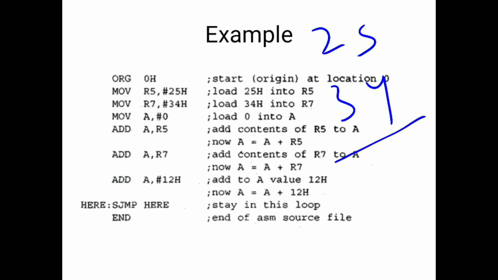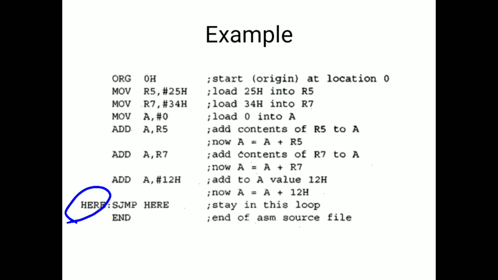The next instruction is SJMP here. Here is a label, and a label should have a colon with it. We have just seen that any label will have this type of colon. So it will jump here and stay in this loop, and for ending the program we write END. In this way we write an assembly language program.